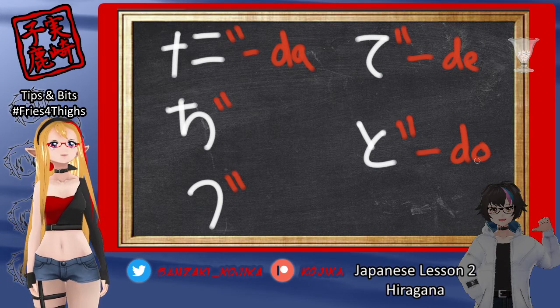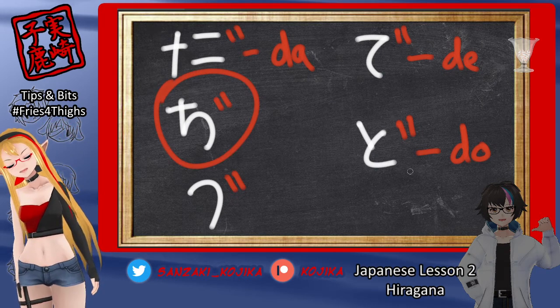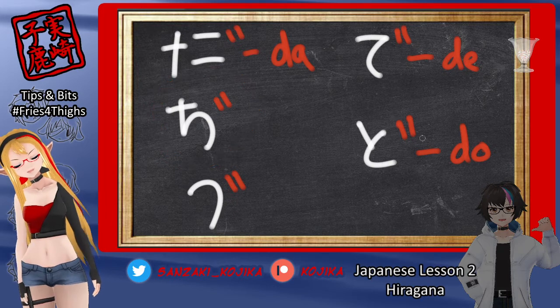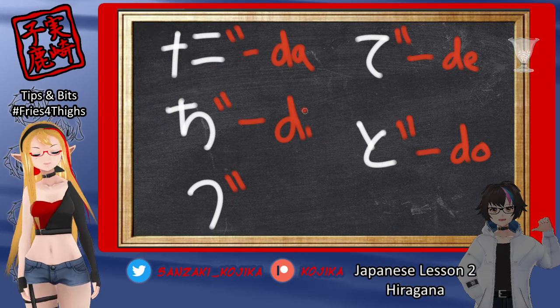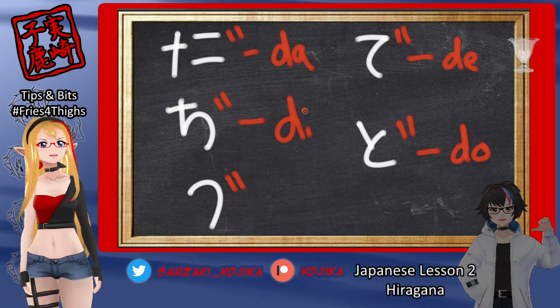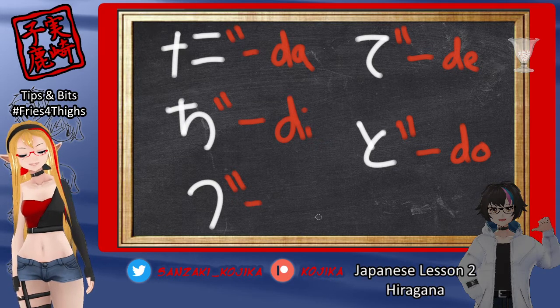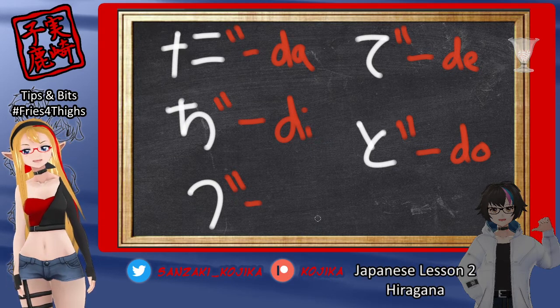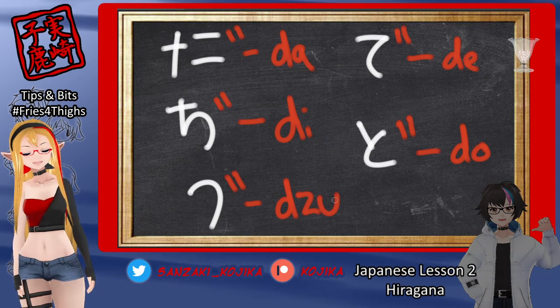So you really won't see this one especially that much. But if you do see chi, it actually just becomes that. Di. So despite the fact that chi is irregular, it becomes that. Now tsu, on the other hand, this is a tsu one, becomes that. Zu.